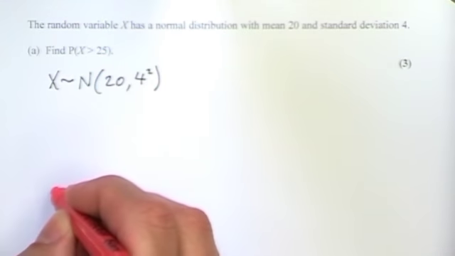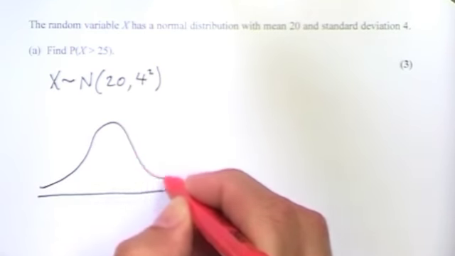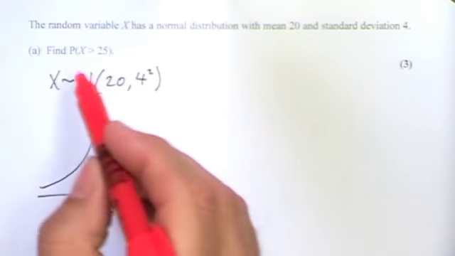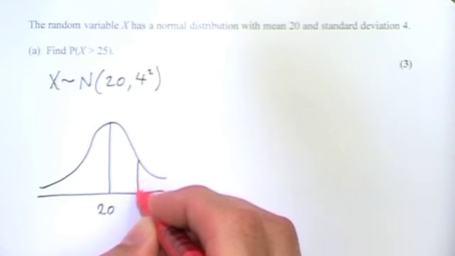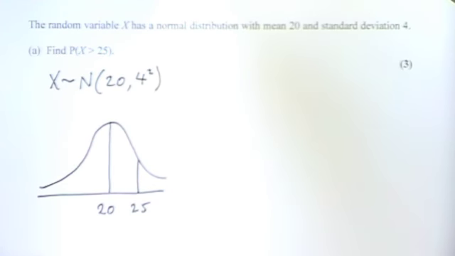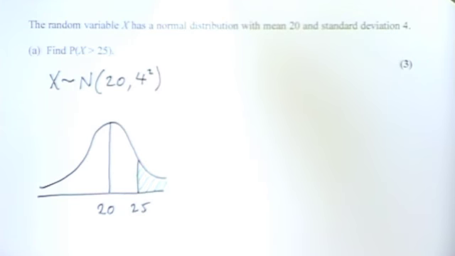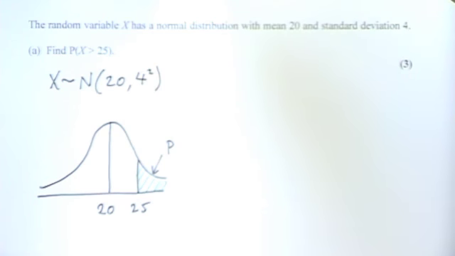So let's draw out our bell curve for this question with a mean at 20, and we want to find the probability X is greater than 25. So 25 is obviously on this side, so we'll draw a mark there, and we want the greater than 25, so we want this area in there, and that we'll call P.